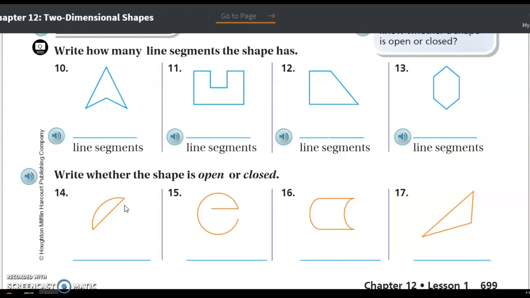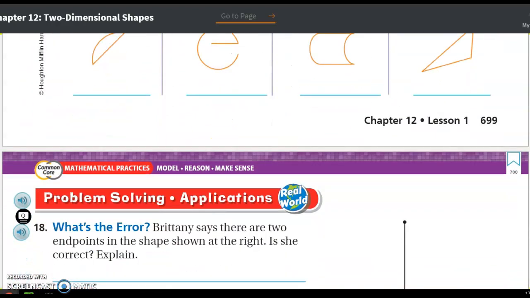Open and closed. Honestly, by this point, you're probably really good at it. I'm going to kind of go through it. That's closed, open, closed, closed. You're probably getting pretty good at that by now. Probably a little bit bored with open and closed.